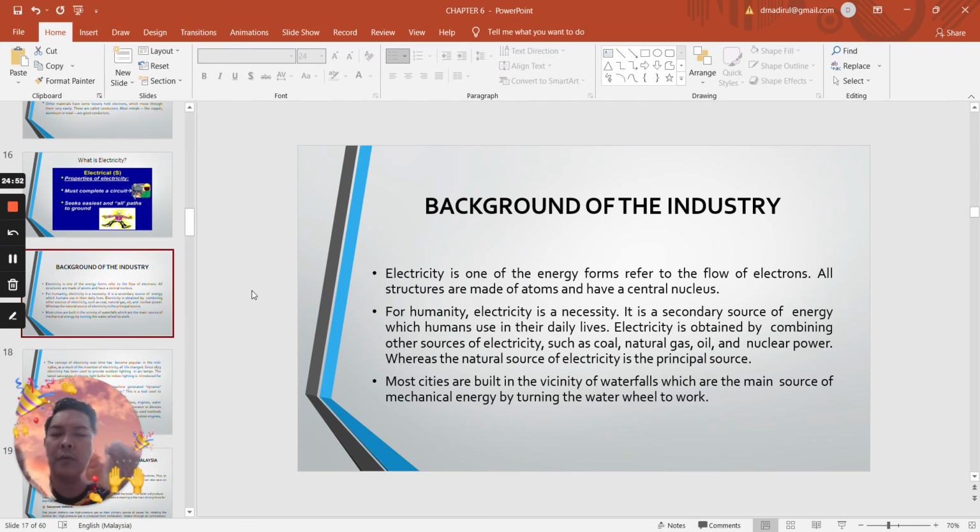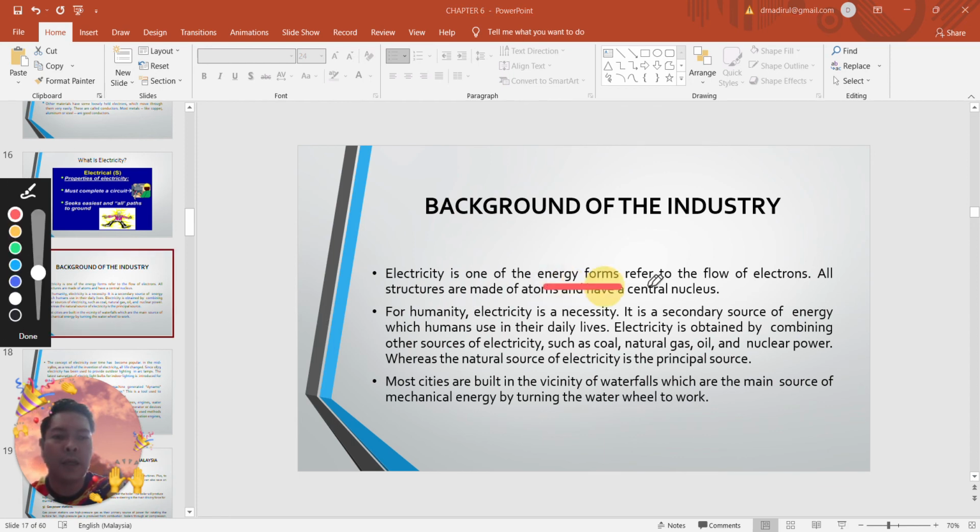In this subtopic, we will look a bit into electricity in the background of industry, how it has been used progressively and also extensively in industry. Electricity is one of the energy forms that refers to the flow of electrons. All structures are made up of atoms that have a central nucleus. For humanity, electricity is a necessity. In everyday life, we must encounter the use of electricity in our daily life.